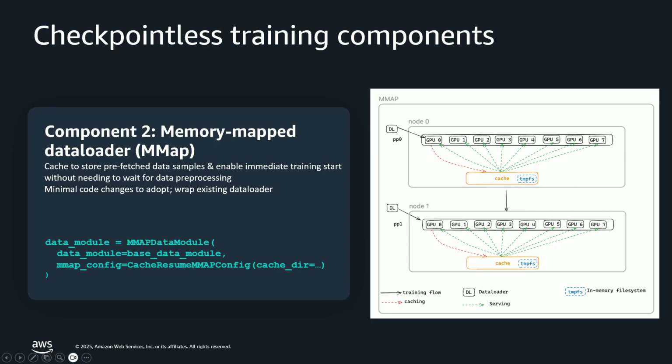The second one is the memory mapped data loader. We talked about how we have a cache where you can store the pre-processed training data so that during fault recovery, you do not need to spend all the time reprocessing those data. This one is also pretty easy to adopt. We have provided a library with a wrapper, which is quite non-intrusive, and all you have to do is to point to a cache location for storing the memory mapped files.